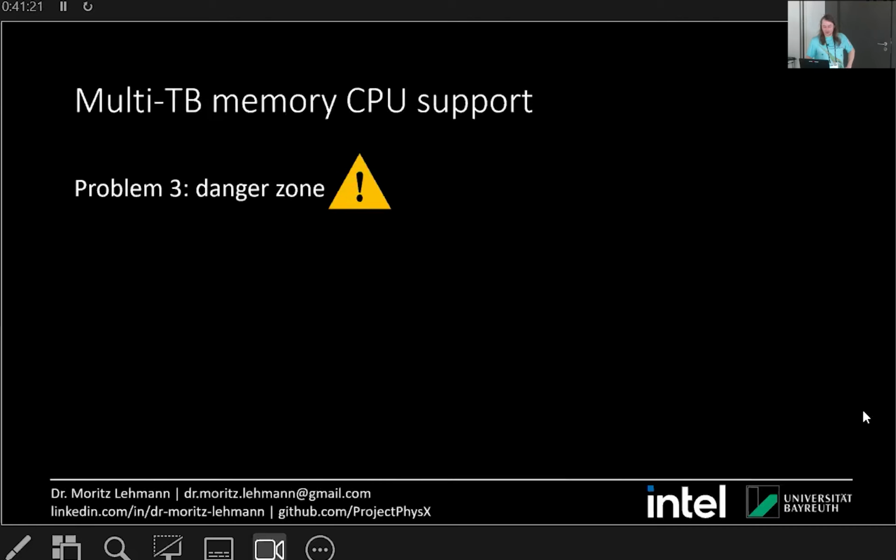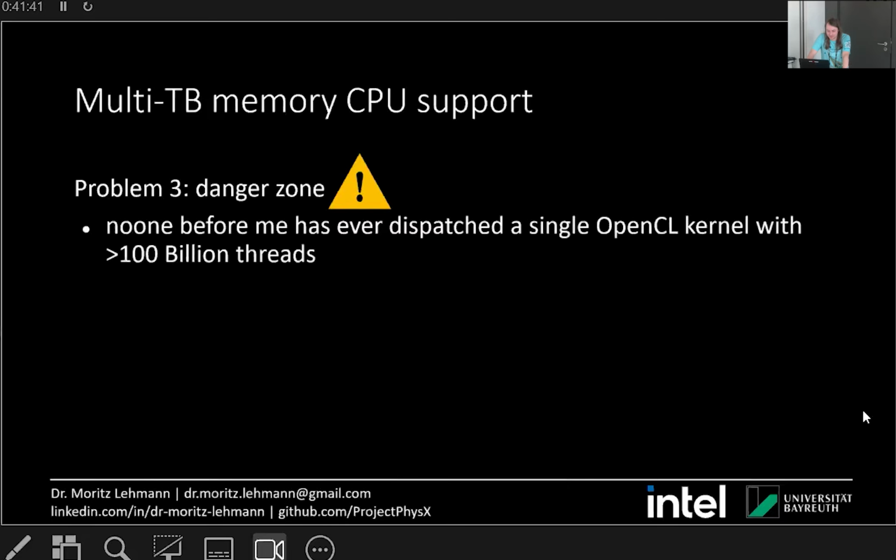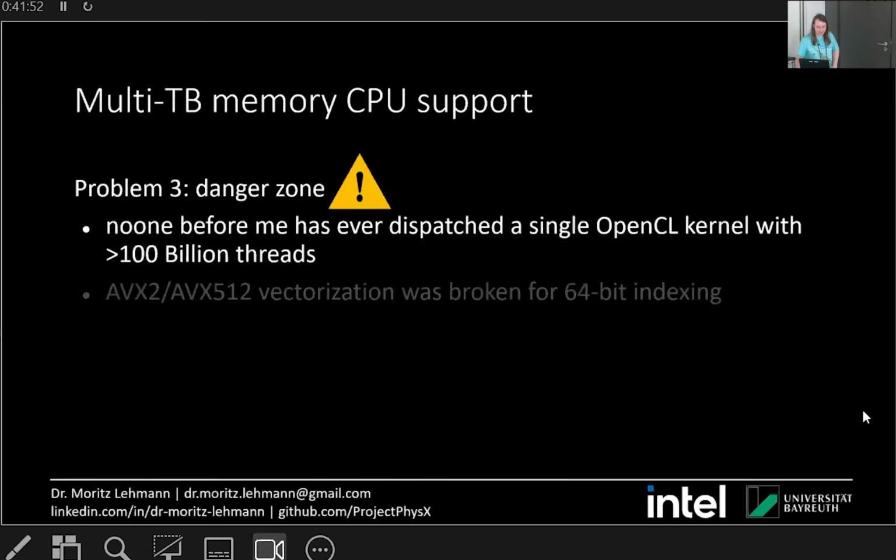All right, now when I really thought I was done with that, there is another problem, the danger zone. Before me, no one has ever tried dispatching a single OpenCL kernel with more than 100 billion threads. And when you try this, of course, the first time it doesn't work because there just was not such a use case in the past. I was the first one to even experiment with this.